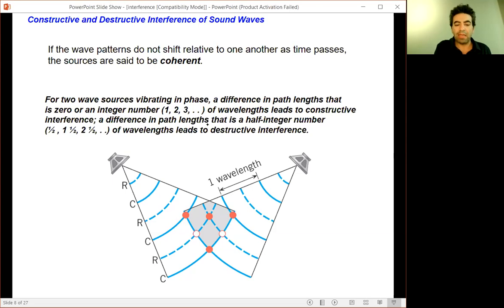If the difference in path lengths, meaning the distance that was traveled from the source to the location at which I'm thinking about whether there's constructive or destructive, the distance traveled from the first source to that point versus the distance traveled from the second source to that point, if the difference between these two lengths comes out to 0 or an integer multiple of wavelength, then I get constructive interference. But if it turns out to be half a wavelength, 1.5 wavelength, 2.5 wavelength, etc., then I get destructive interference. And we write it like this. We write the condition this way.